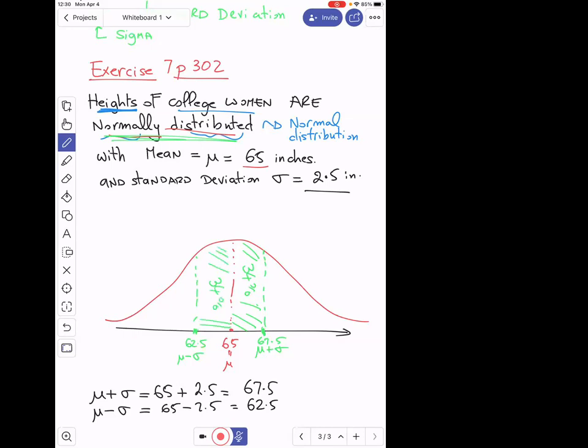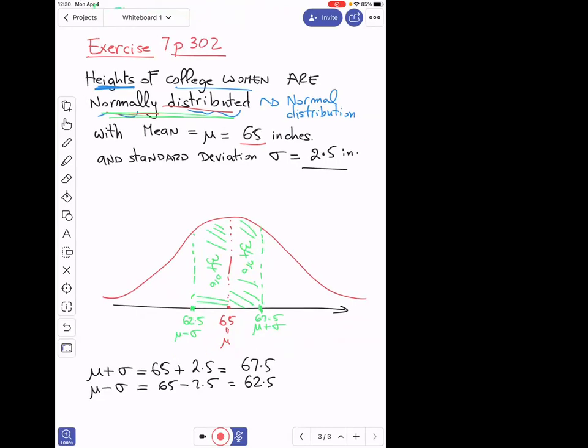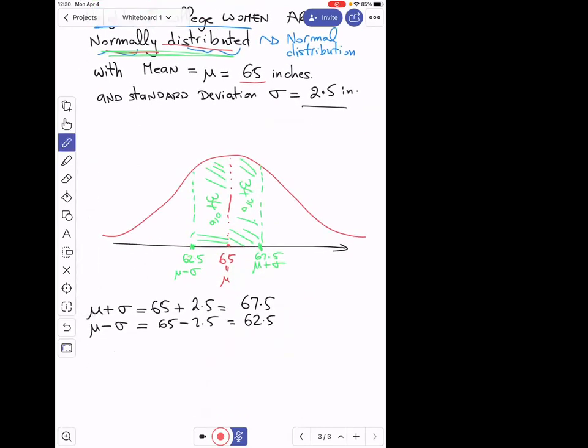Between the mean, the 65, and the 62.5, the area is actually 34%. You can do the same thing now for mu plus 2 sigma. So the next one here would be mu plus 2 sigma. What's mu plus 2 sigma in this problem? So mu plus 2 times sigma. My mean is 65, plus 2 times, this is a multiplication, 2 times sigma, my standard deviation.